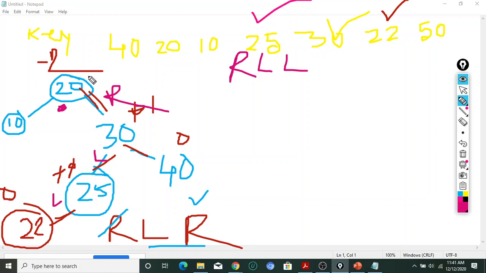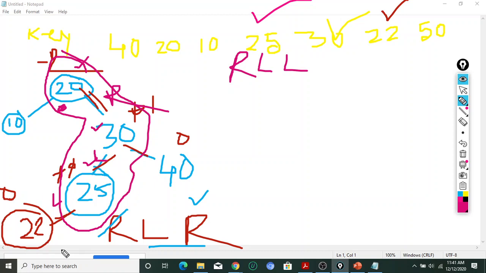So we will start from 20 and only two steps we will consider, because we can consider only 3 nodes. This is the first node, this is the second node, this is the third node. So we will consider these 3 nodes, not the other nodes for which it is imbalanced. Here 20 is the imbalance node, so we are going to perform RL rotation.